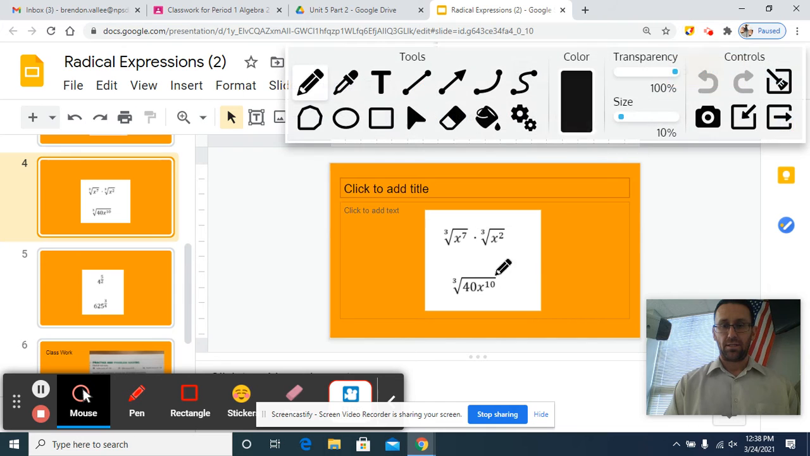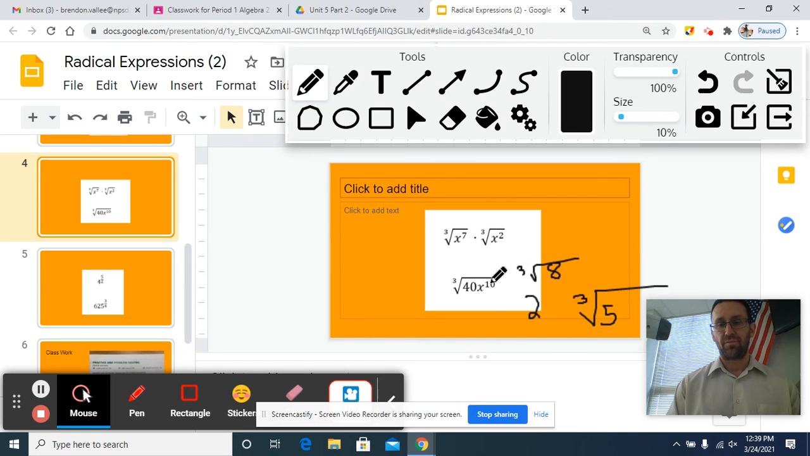Let's see. And this one, what's the cubed root of 40? What times itself 3 times is 40? Nothing, but you could simplify the cubed root of 8. The cubed root of 8 is 2, so that would go outside. And 8 times 5 is 40, so that 5 is going to stay inside.